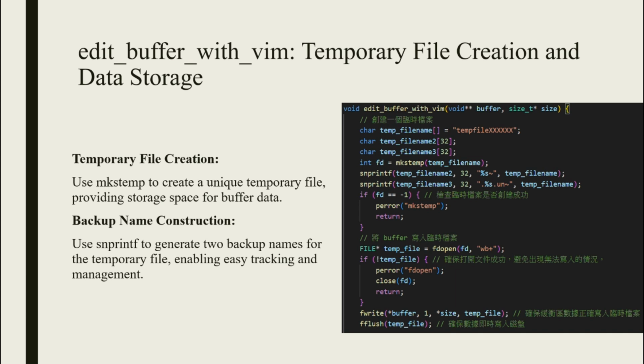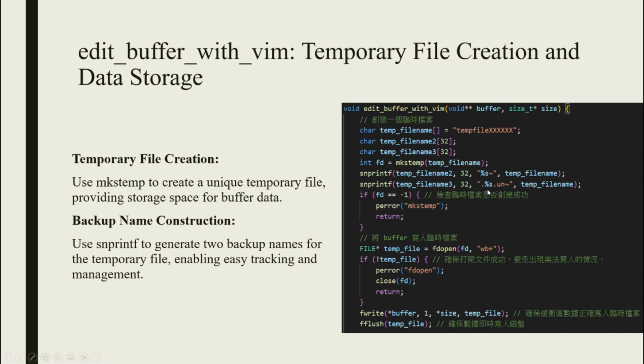And this is temporary file creation and data storage in add buffer with min. First, temp file name defines a base name for the temporary file. Next, temp create and open a unique temporary file, providing a temporary storage space for writing and editing the buffer data.